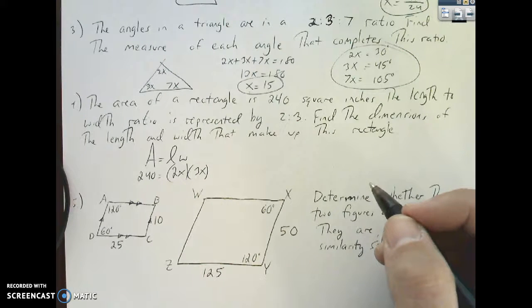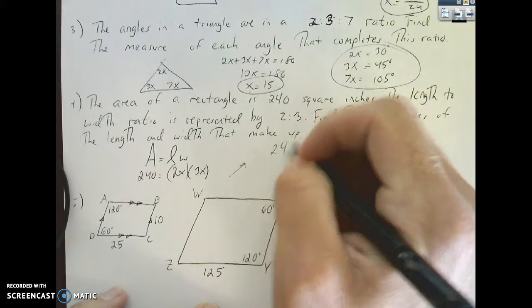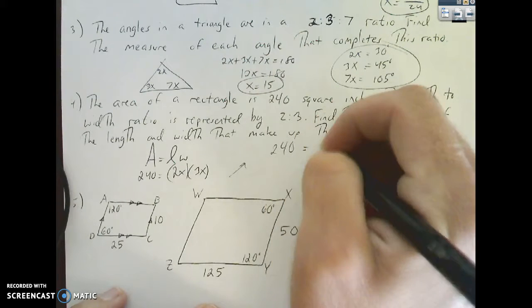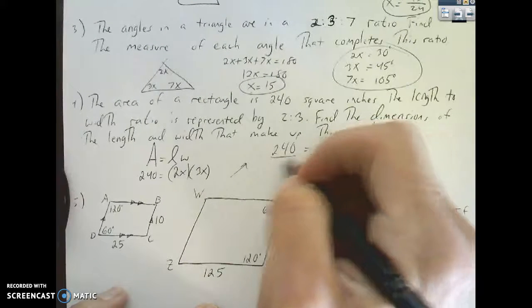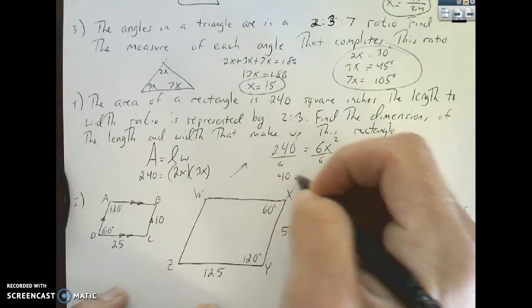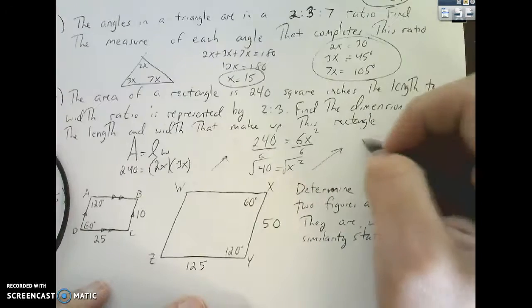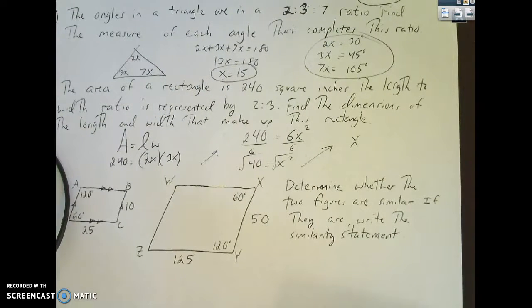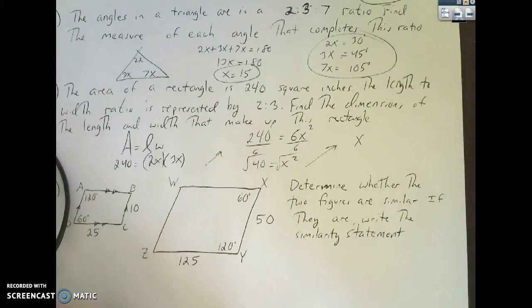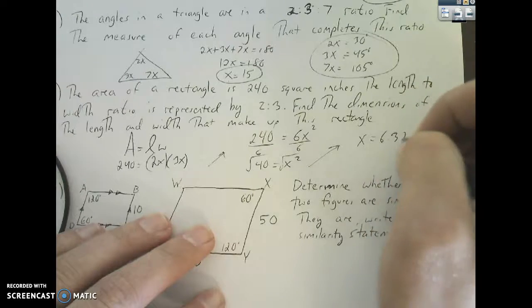So what we could do here is multiply this together. I get 6x squared, because 2x times 3x gives me 6x squared, equals 240, divided by 6. Okay, 40 equals x squared. I can square root left and right, just like you guys did for the Pythagorean theorem. So the square root of 40 gives me, I'll round this to the nearest tenth, or hundredth place, 6.32.